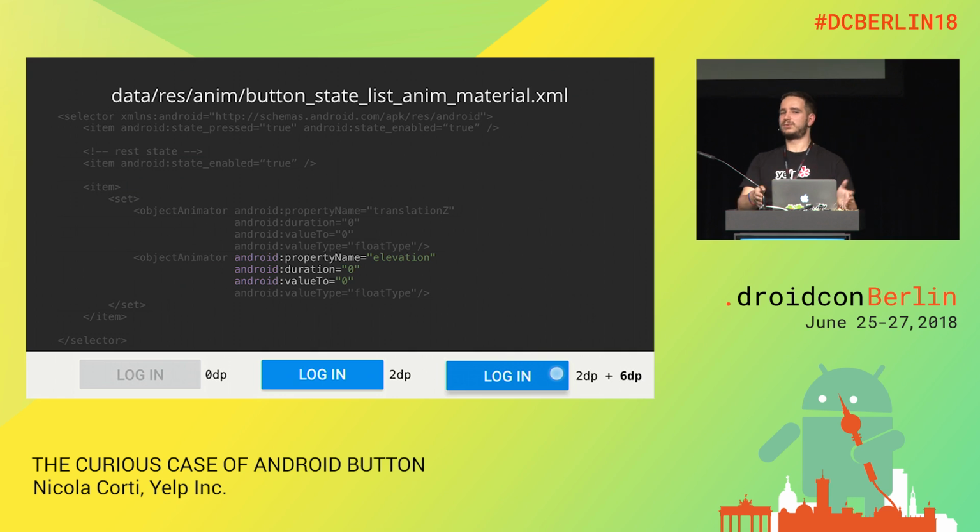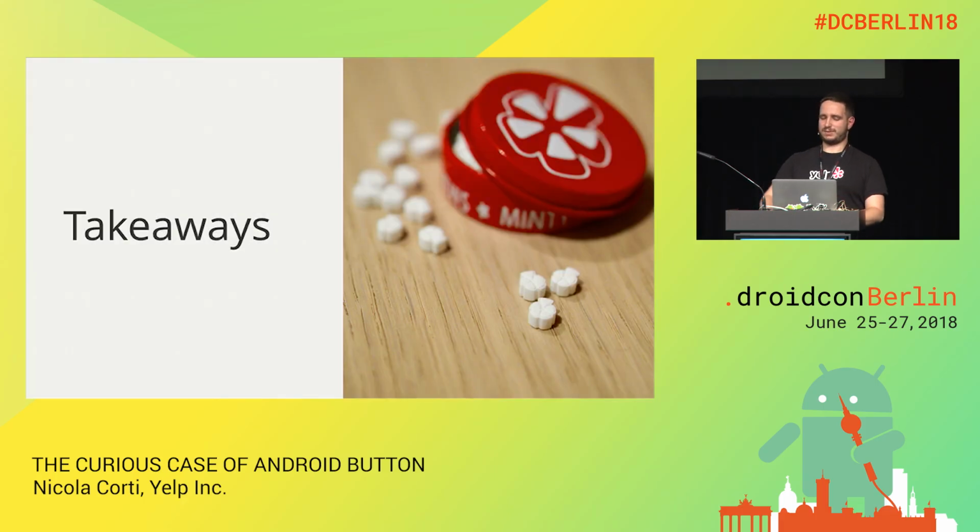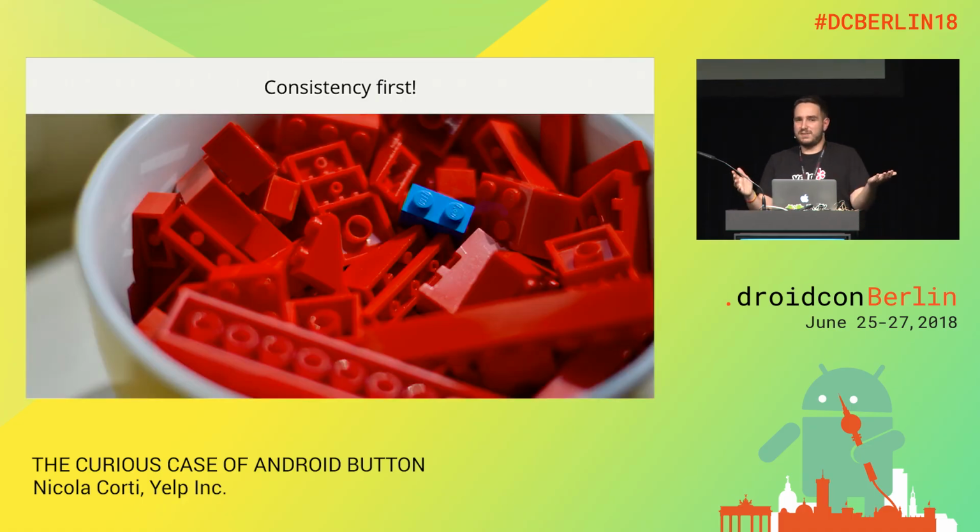This is how you use a state list animator to change the shadows of your buttons. And with this, that was mostly everything from me. A couple of takeaways. First, consistency first. We did all this work to make sure that our apps are mostly consistent. That's what we try to achieve every day when we are developing them. It's hard, obviously, because apps are pretty big, but we try to create the framework that fits our needs.